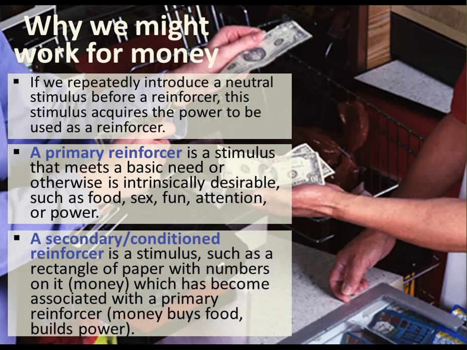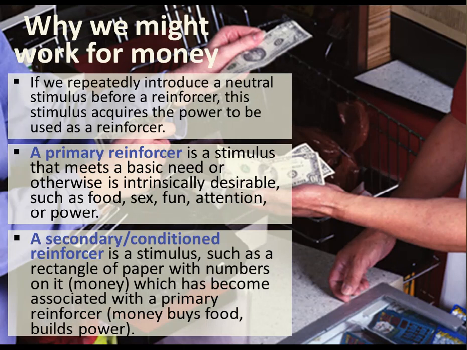A secondary or conditioned reinforcer is a stimulus such as a rectangular piece of paper with numbers on it, money, which has become associated with a primary reinforcer. Money buys food, builds power, and so on. So the idea is this: money in and of itself, cash in and of itself, has no real value to us as organisms. What does have value are the primary reinforcer items, things such as food and sex, fun and attention and power. Those things are naturally reinforcing to us. We have to learn the value of the money because it is a secondary or conditioned reinforcer.